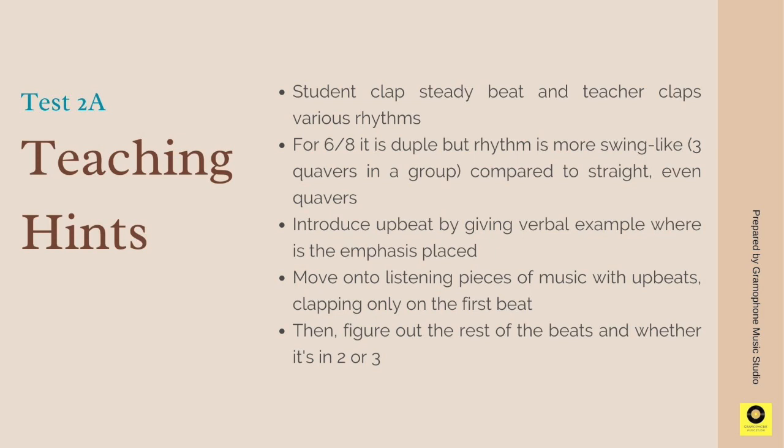Now on to teaching hints for Test 2A. You can introduce the concept of steady pulse by having students clap a steady beat and the teacher claps various rhythm. For 6/8, it is duple, but the rhythm is more swing-like because 3 quavers in the group compared to straight even quavers. You can introduce upbeat by giving verbal example on where the emphasis is placed, and later move on to listening pieces of music with upbeats and clapping only on the first beat, and then figure out the rest of the beats and whether it's in 2 or in 3.